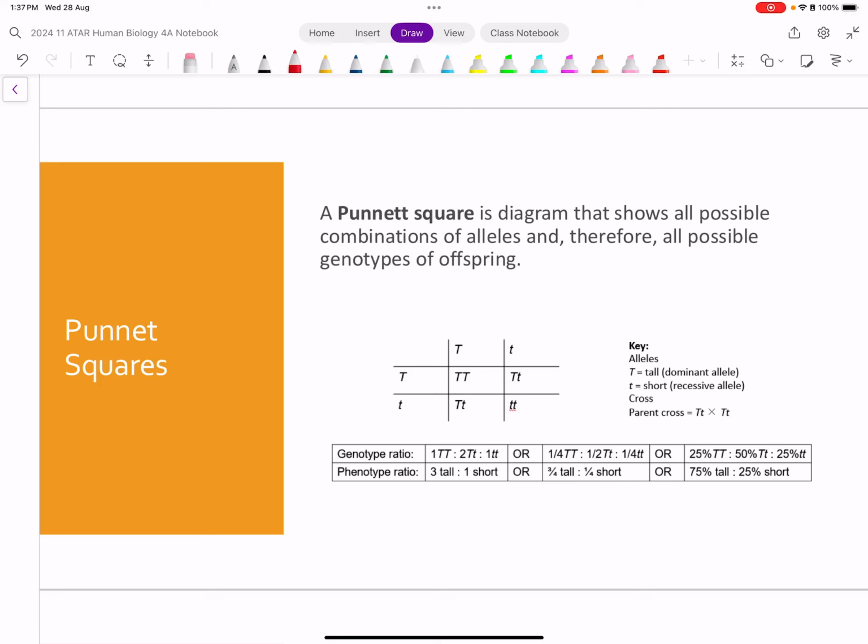Now that we have an understanding of some of the important key terms that we're going to be using throughout this inheritance topic, let's have a look at Punnett squares and how we can use them to help us determine the proportions of different genotypes and phenotypes in offspring.